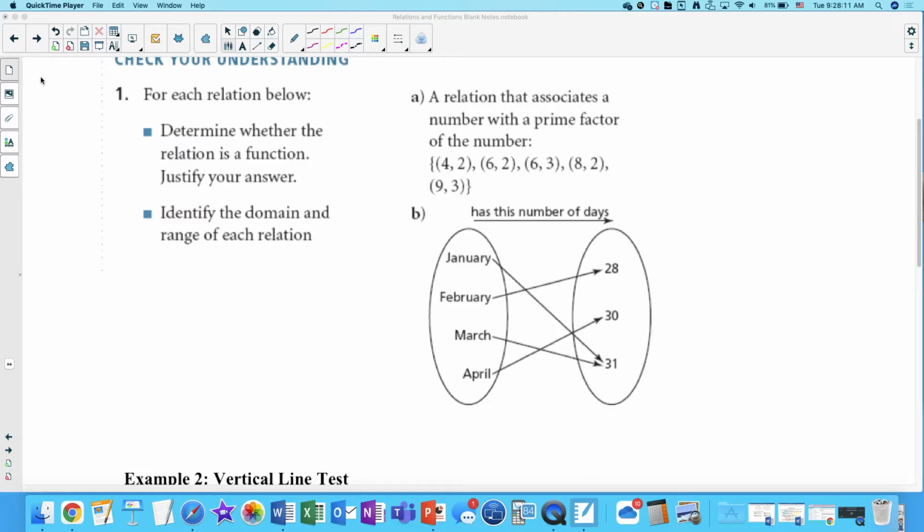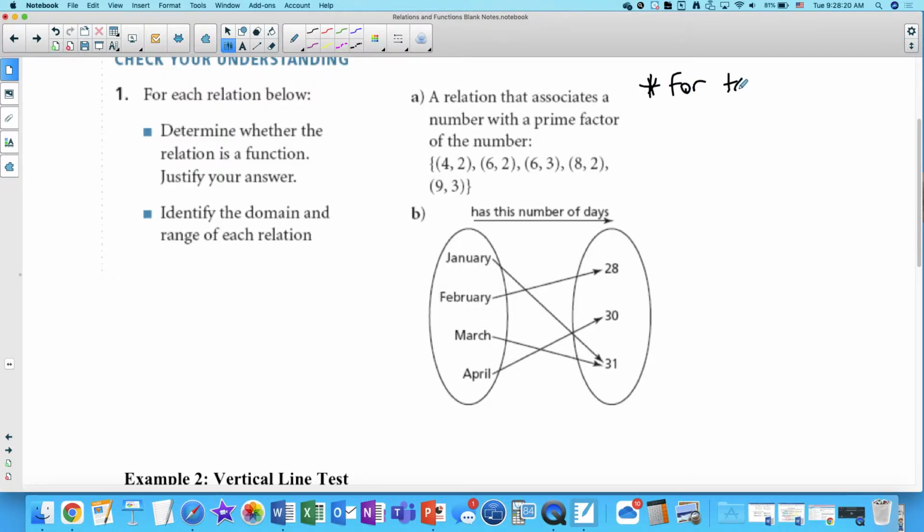Okay, so for a table of values or ordered pairs, look for repetitions in the input values.